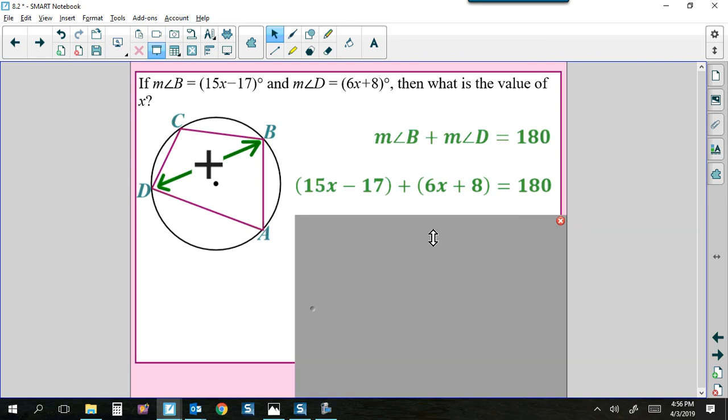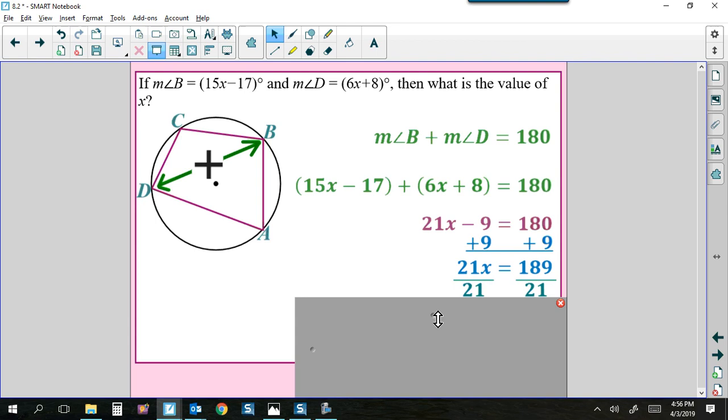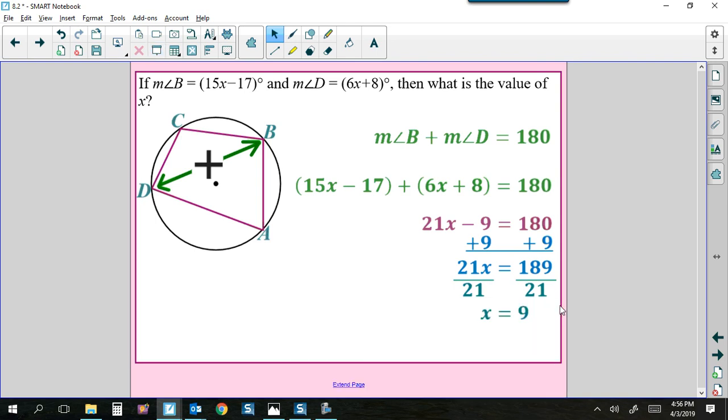You're going to then combine like terms, giving you an equation of 21x minus 9 is equal to 180. Using the addition property of equality, you get that 21x is equal to 189. And then we're going to use the division property of equality, giving me that x is 9. You would then be able to, if you needed to find the measurement of angle B or D, remember, once you know x, you can plug that back in if you're asked to find the degree of one of the angles.